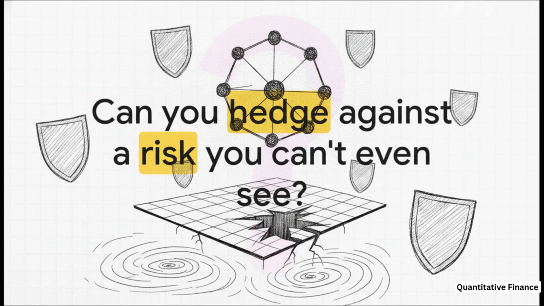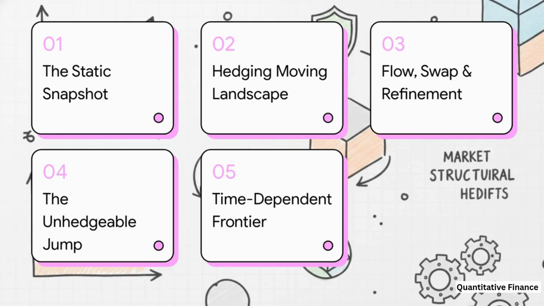Seriously. Can you hedge against a risk that doesn't just move your assets around, but actually shifts the very landscape they're sitting on? Here's a quick roadmap for our journey today. First, we'll look at the static snapshot problem, then hedging the moving landscape. Third, we'll break down flow, swap, and refinement. Fourth, we're covering the unhedgeable jump. And finally, tracking the time-dependent frontier.